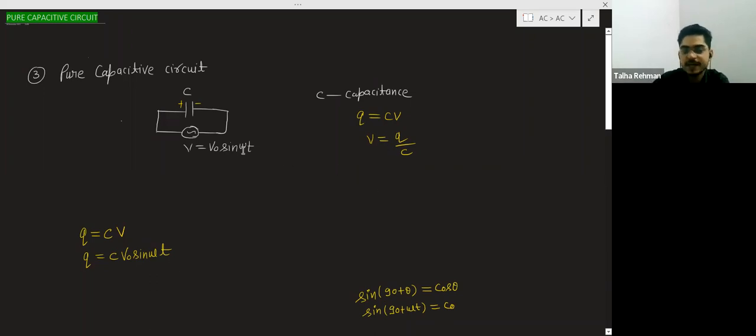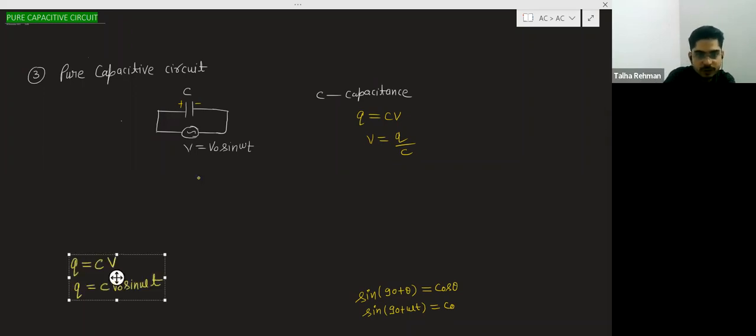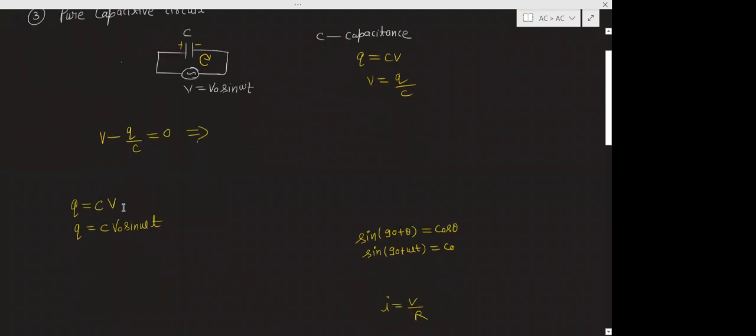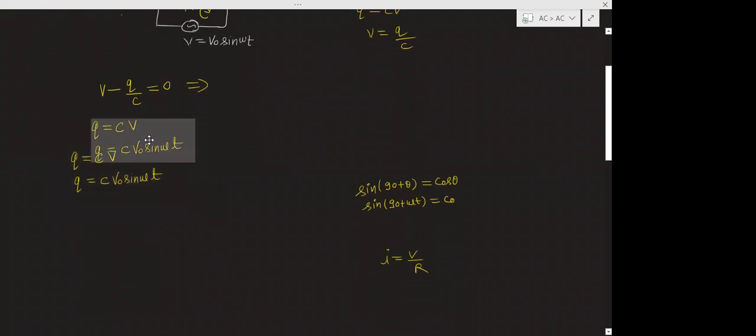And when you apply KVL in this circuit in this direction, you will get V minus Q by C is equal to 0. So from this equation, you will get Q is equal to CV, where C is C and V is given as V naught sine omega t.